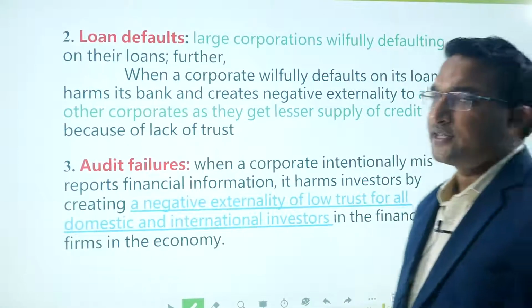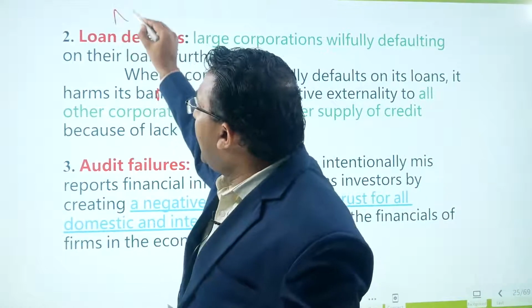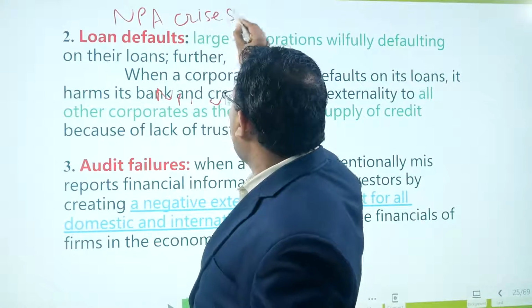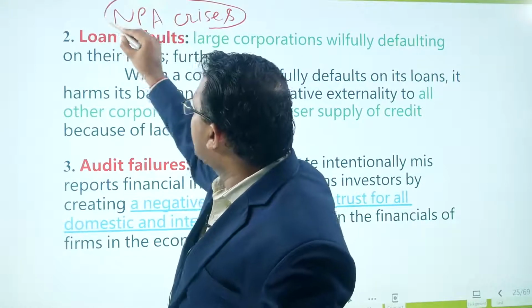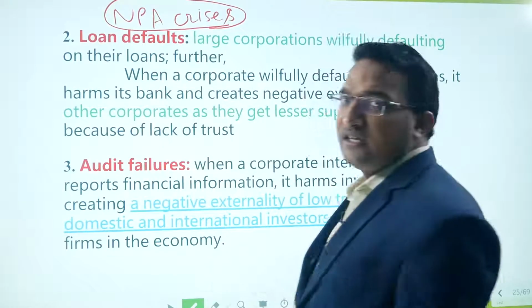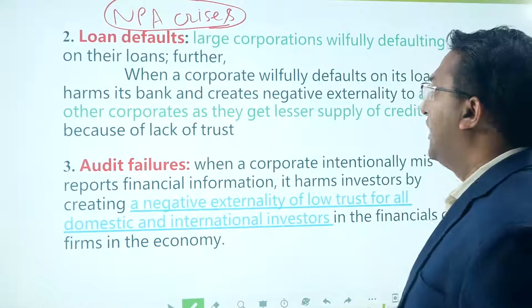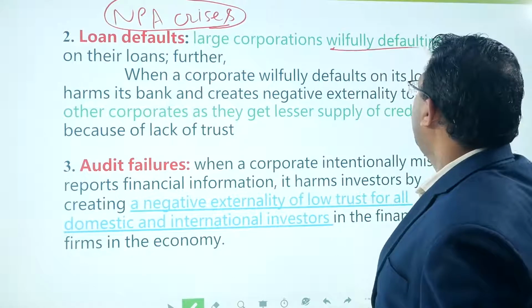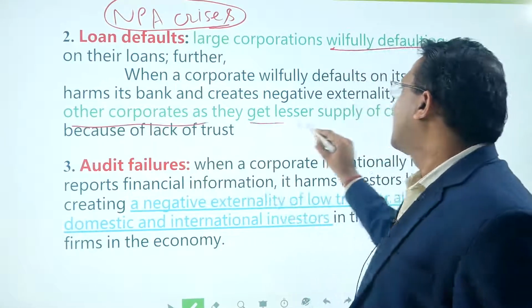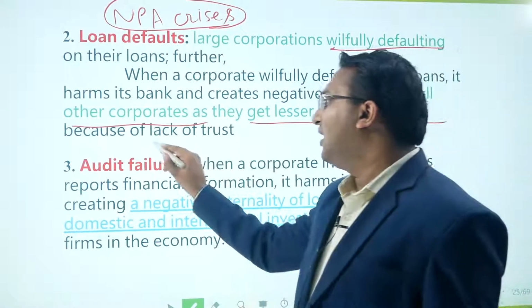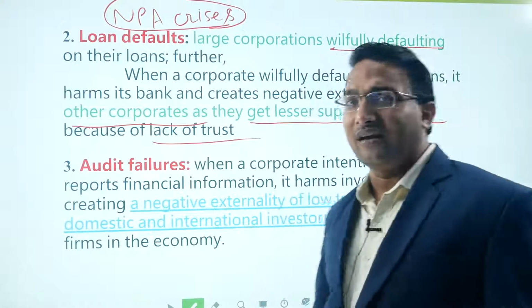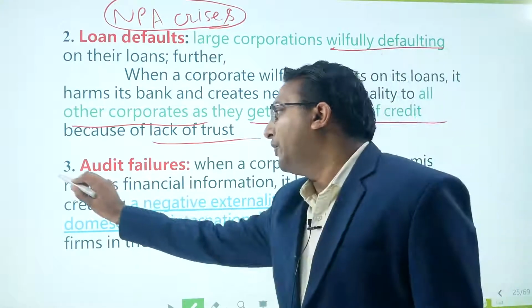Coming to the loan defaults, as I told, there is an NPA crisis, and there is no problem with the NPA crisis as such. The problem arises when the big-size corporates start misusing their position and willfully defaulting. That impacts the other corporates because their credit supply is reduced because of the lack of trust. So this is the second evidence of breakdown in trust. The third evidence is audit failures.